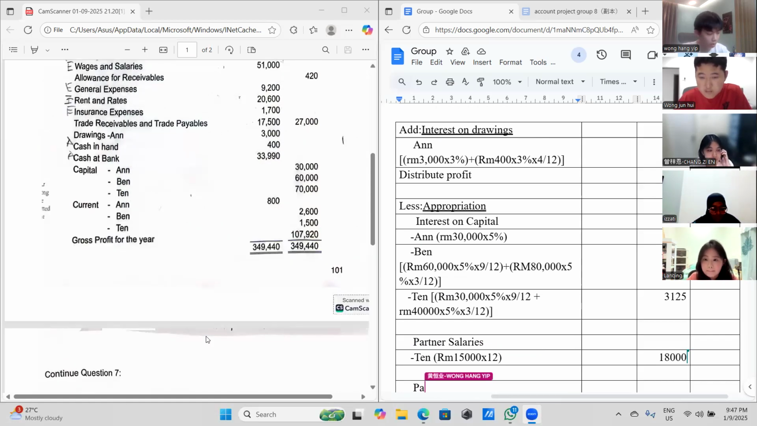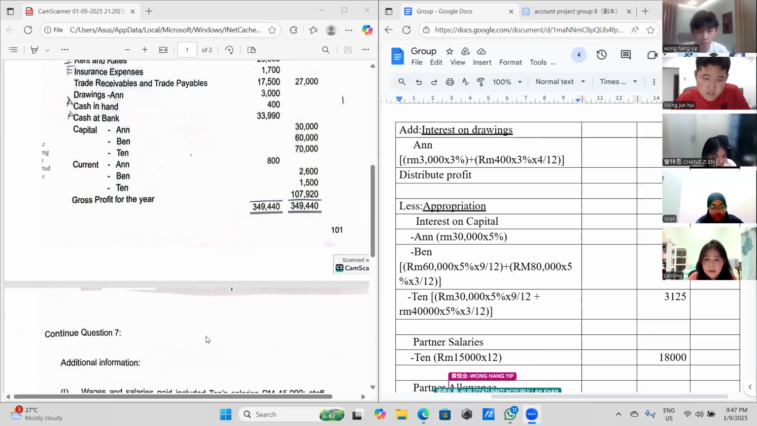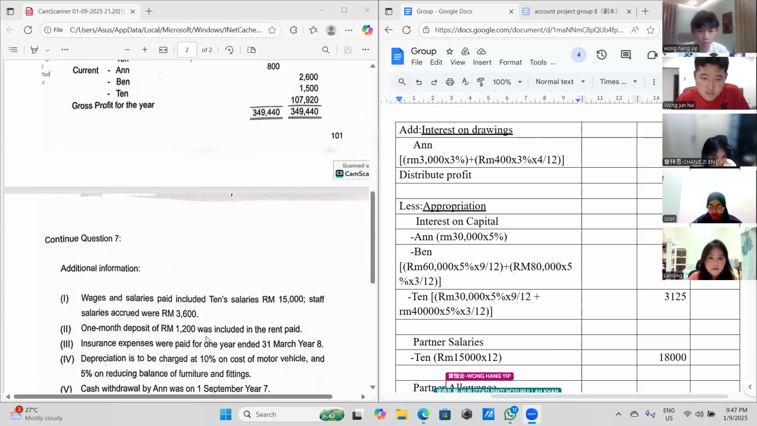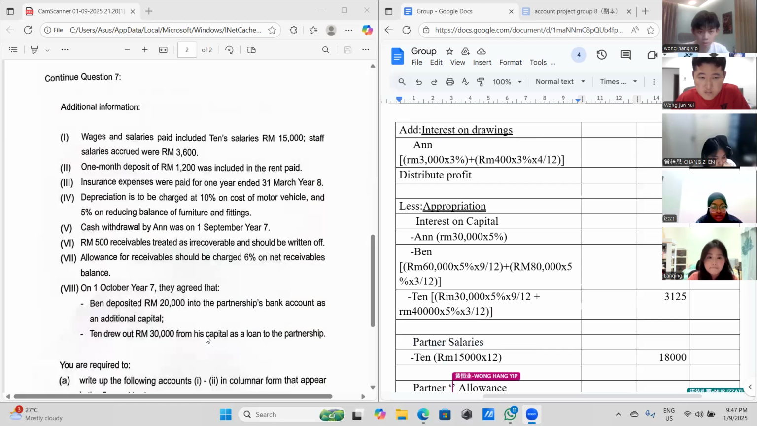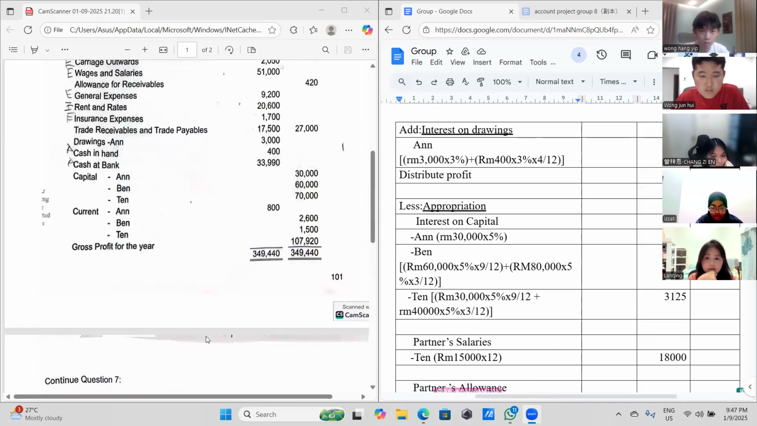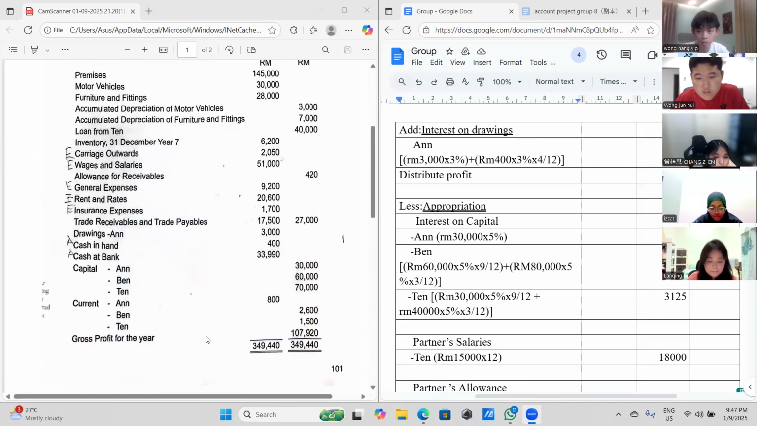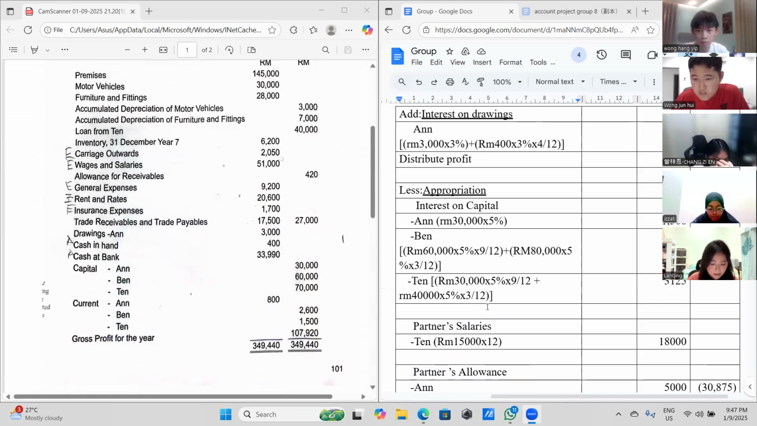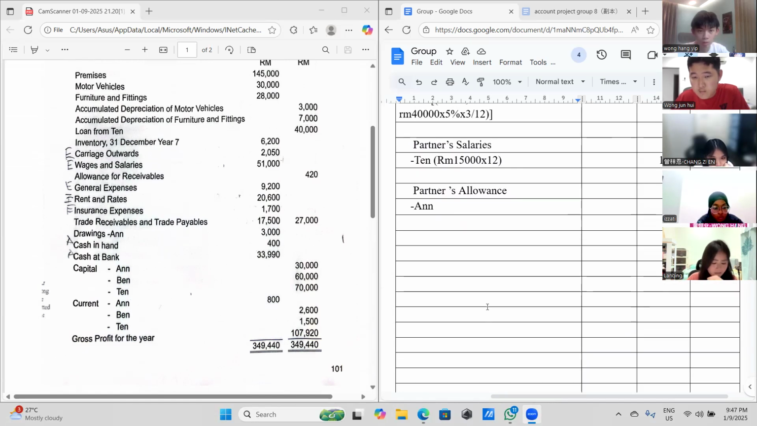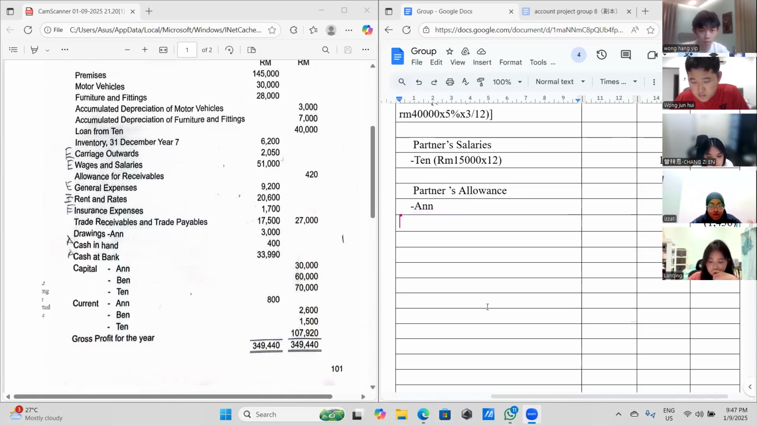After that, we have to add on partner allowance as well, which is N. She has about 5,000 in her account. So after we add everything in this, we will be getting 30,875. So after you deduct it with the previous number, we'll be getting 1436. So this number is called residual loss.